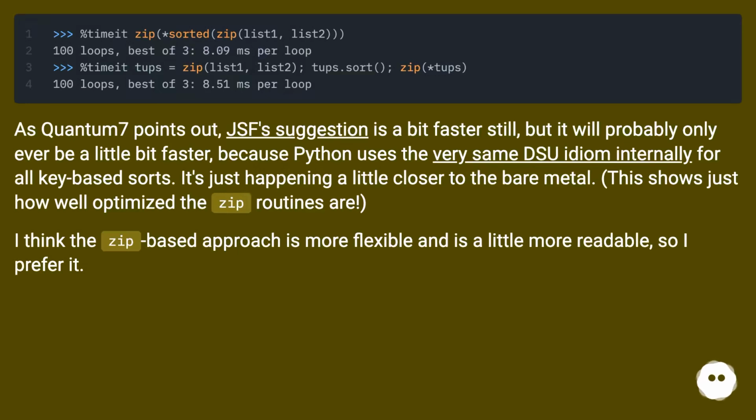As Quantum7 points out, JFS's suggestion is a bit faster still, but it will probably only ever be a little bit faster, because Python uses the very same DSU idiom internally for all key-based sorts. It's just happening a little closer to the bare metal. This shows just how well optimized the zip routines are. I think the zip-based approach is more flexible and is a little more readable, so I prefer it.